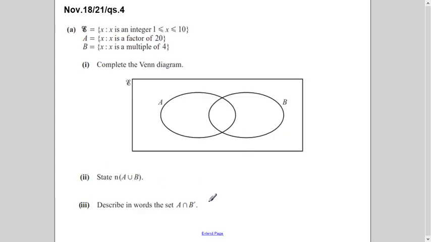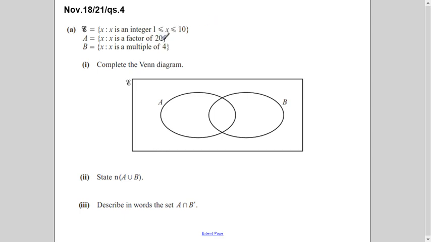Okay. Let's see this question now. Now, in this question, the universal set is given to you. Now you must remember, when the question has a universal set, the rest of the sets should have elements within that limit, right? So 1 till 10 means 1, 2, 3, 4, 5, 6, 7, 8, 9, 10.